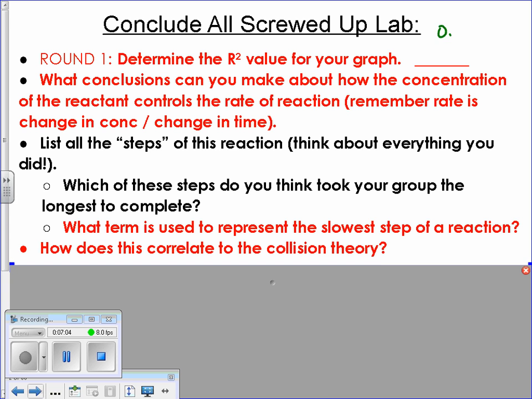0.994. Give me more. 0.988. More. I have 5 groups. 0.9834. 0.976. 0.9941. Okay. What does the R-squared value tell you?